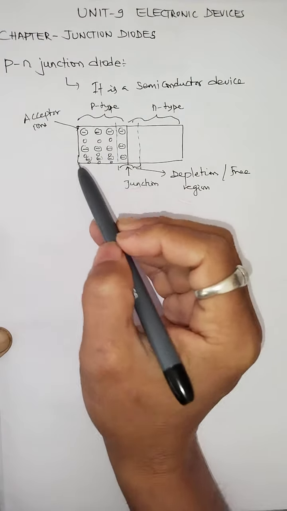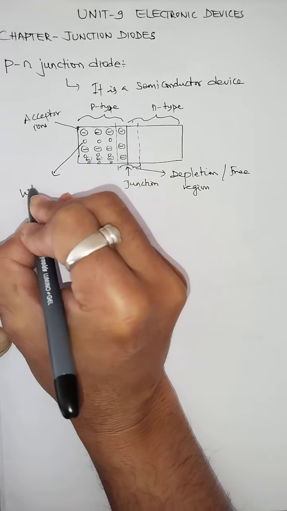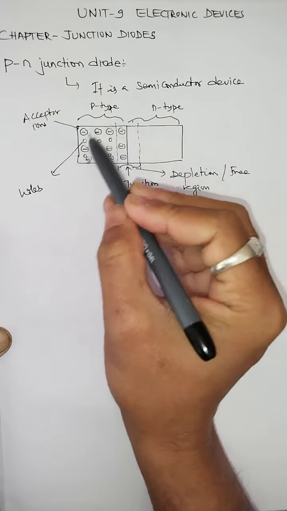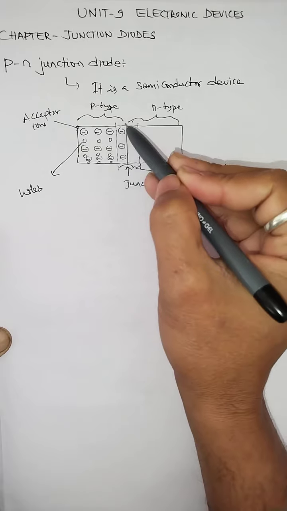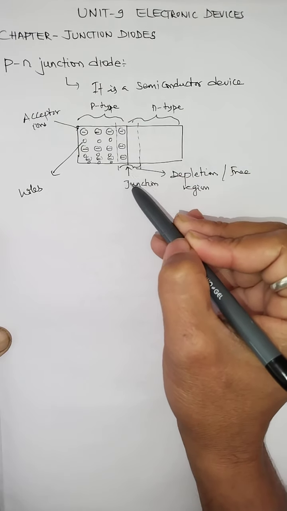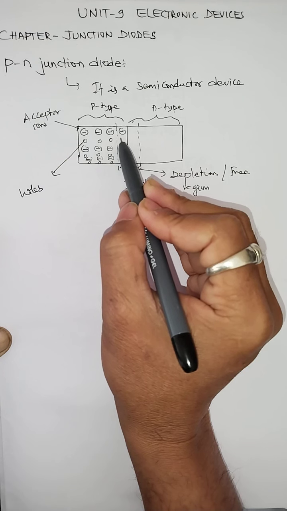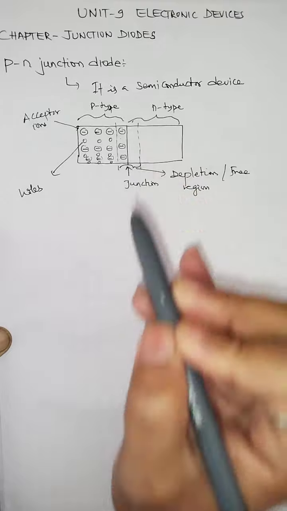Now remember this. These holes are the majority charge carrier in p-type. But remember, there are also electrons, which are the minority charge carrier in p-type. In the region near the junction, as soon as the p and n-type are formed, the holes near the junction will diffuse with the electrons at the junction.